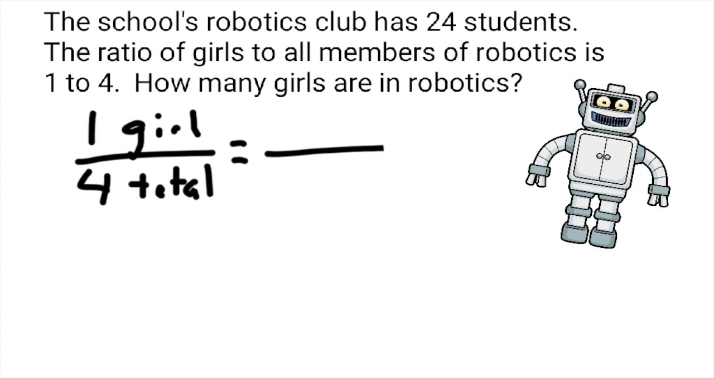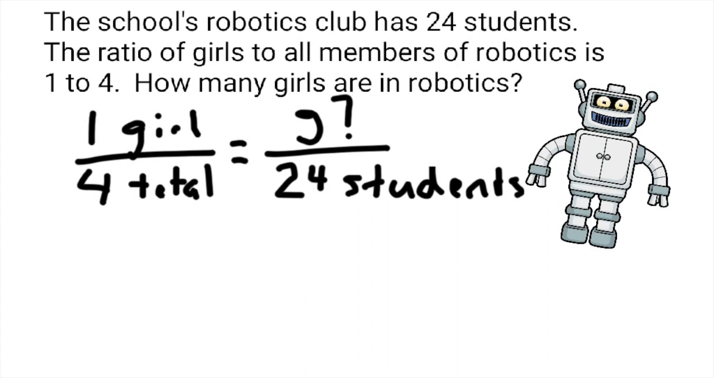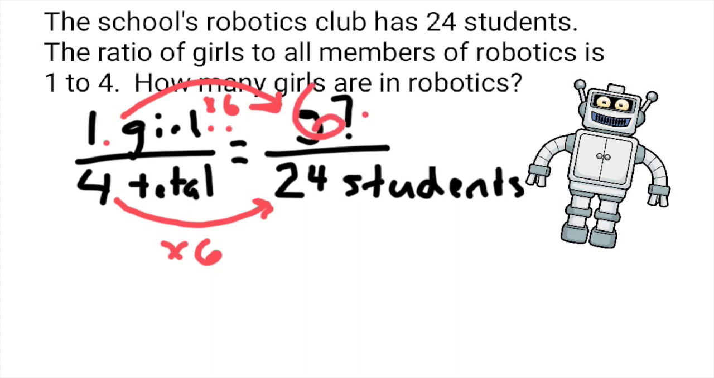We're going to set that equal to a new ratio, and that's going to have girls in the top just like the first ratio, and the bottom is the total number of people in robotics, which is 24 students. Now you need to find what will change 1/4 into something over 24. Well, we know that 4 times 6 is 24. Do the same thing to the numerator. 1 times 6 is 6. So there are 6 girls in robotics.